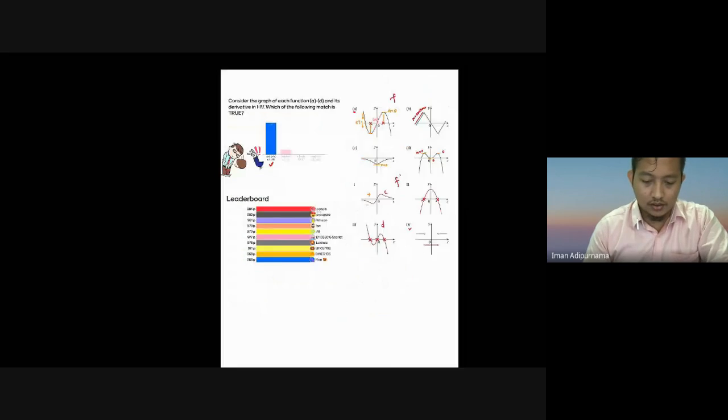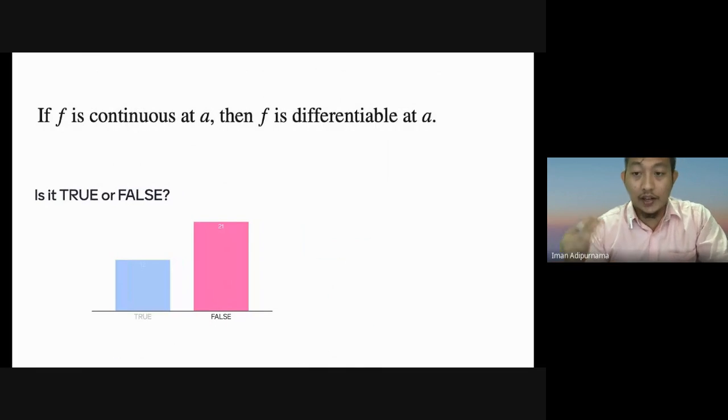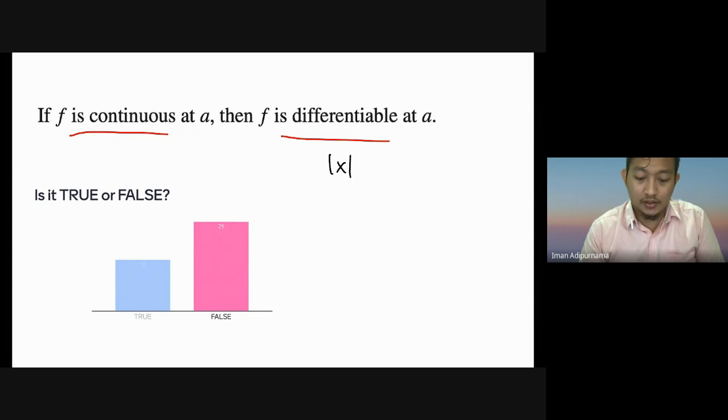Okay, next one. I've repeated this sometimes, last Tuesday. If f is continuous, then f is differentiable. The one example that is easy to remember is the absolute value of x. If you have this function here, this is probably the easiest example that you can think of.